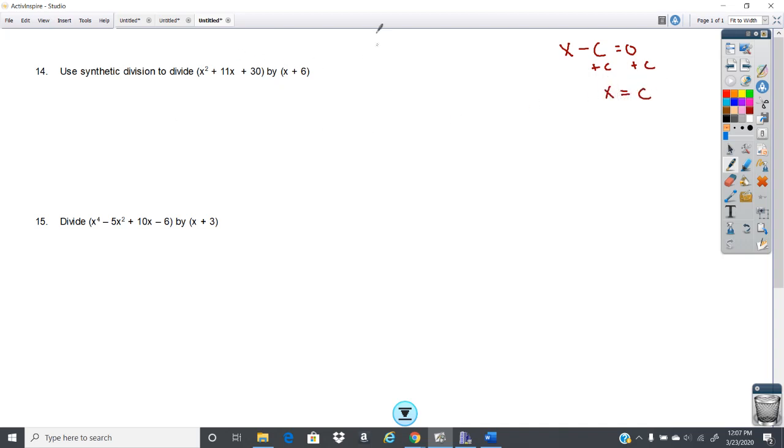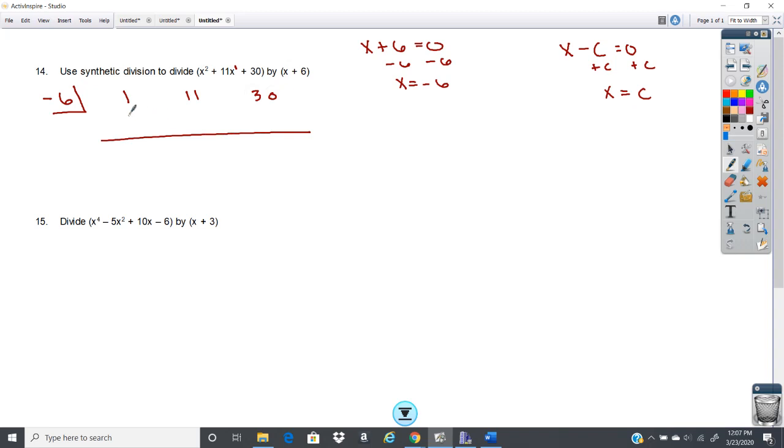So in this case, I've got x plus 6, set it to 0. I'm dividing by -6 here. So I put that in my division box. This is in descending order. This is x squared. This is x to the first. That's by itself. So our coefficients are 1, 11, and 30.